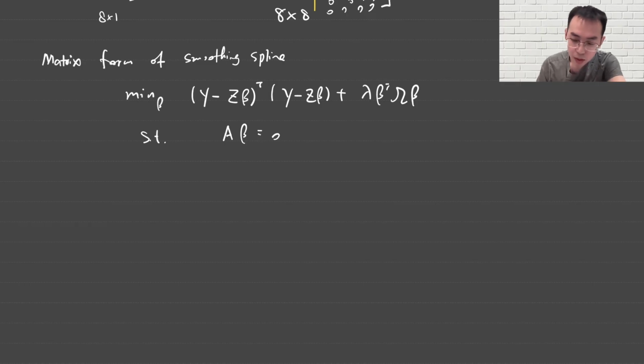And I must say here that because we are deriving everything from the 3 data points simple example here, when you have random intervals x, you're gonna get different matrices for z and omega. So z and omega depend on x.